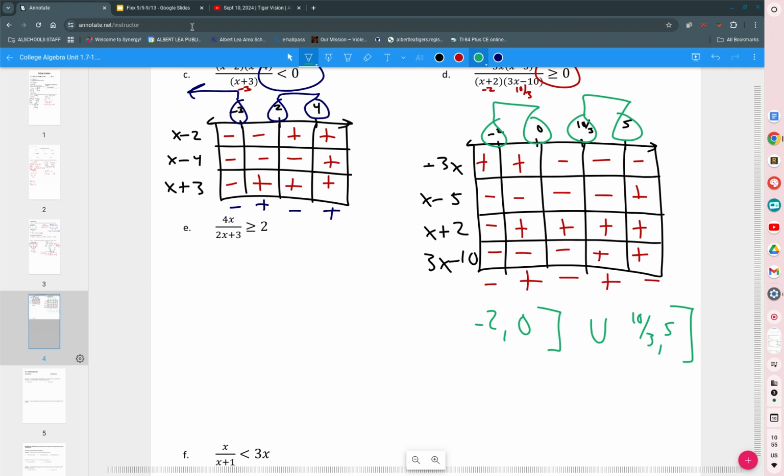But I forgot how, after we get the negatives and positives on the bottom, how do we figure out the top part? How do we, these green spots? Do you see that because it says greater than or equal to 0, we want positives, positive or equal to. So positives are happening right here between -2 and 0. Positives are happening here between 10/3 and 5. Got it. That better? Yes.